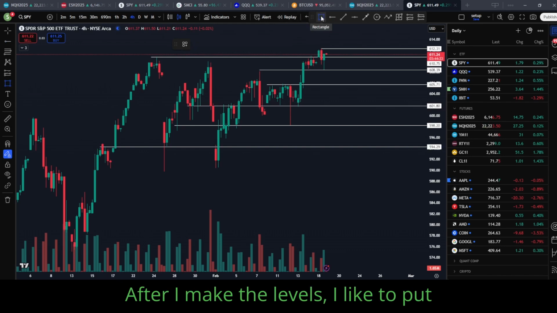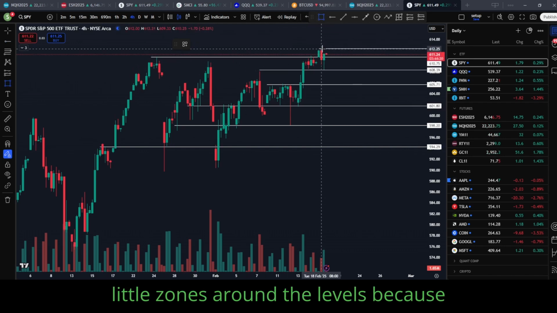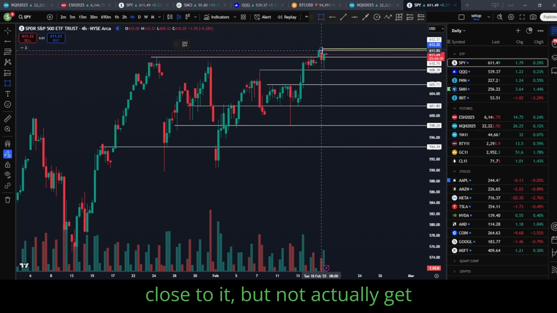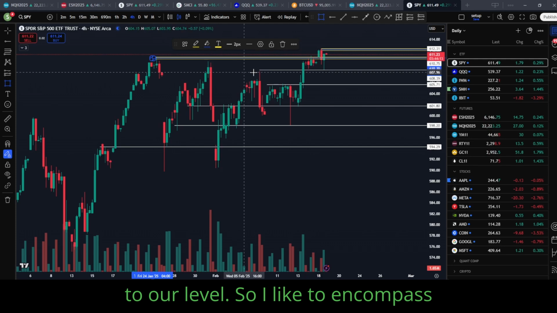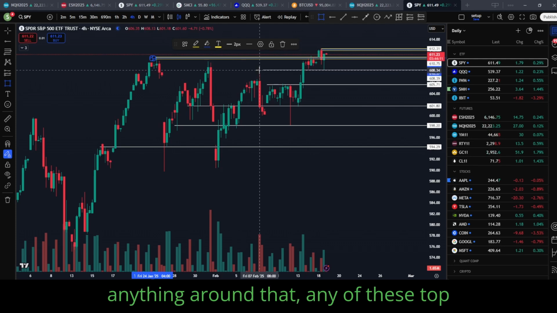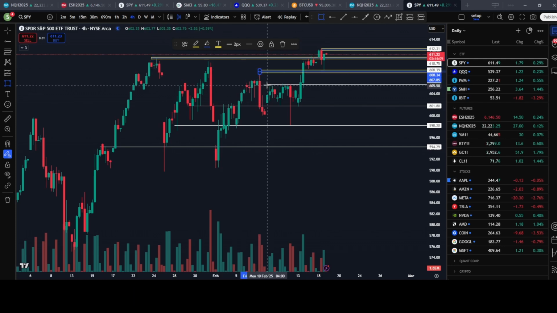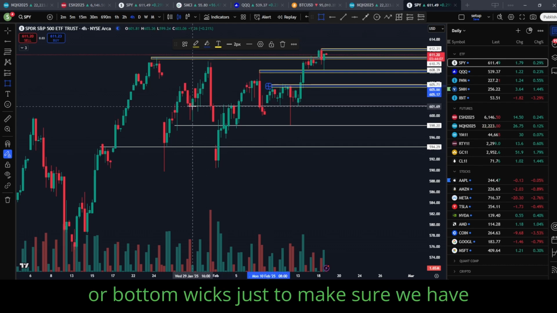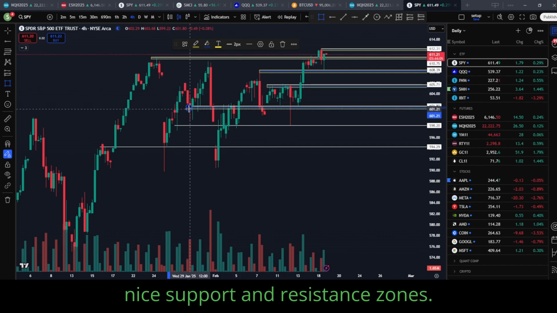After I make the levels, I like to put little zones around the levels because sometimes price will like to come really close to it, but not actually get to our level. So I like to encompass anything around that, any of these top wicks or bottom wicks, just to make sure we have nice support and resistance zones.